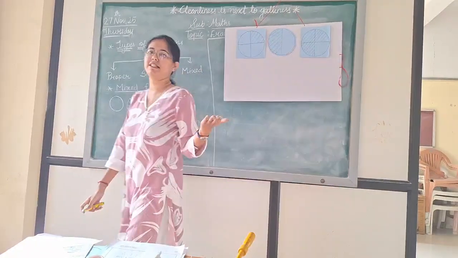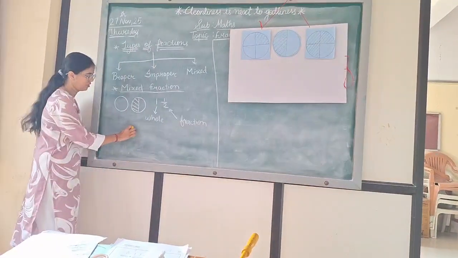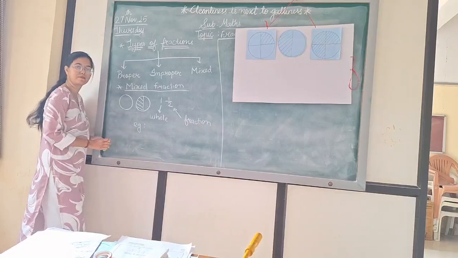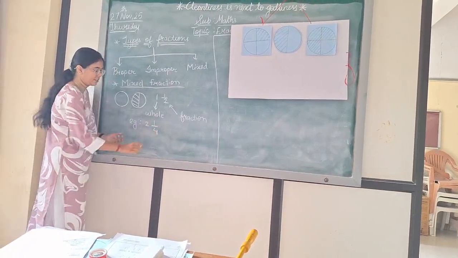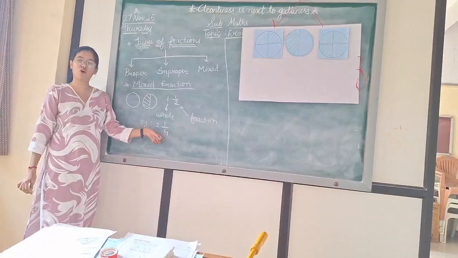Can you just give me one example for this? One more example. Yes, Aboli. 2 and 1 upon 4. Yes, correct. 2 and 1 quarter.